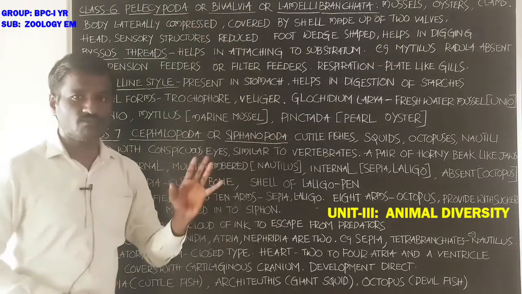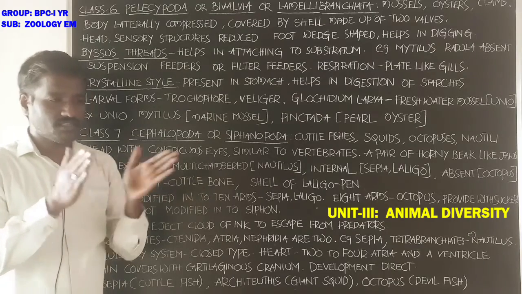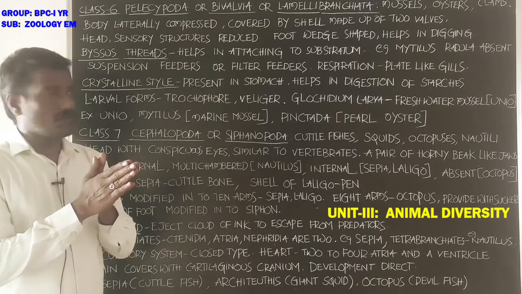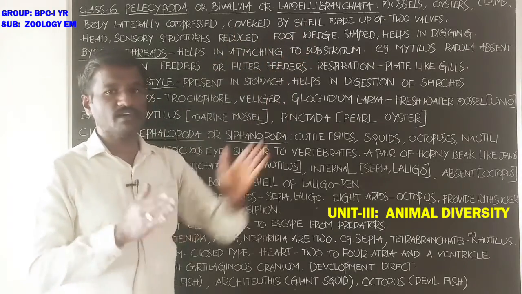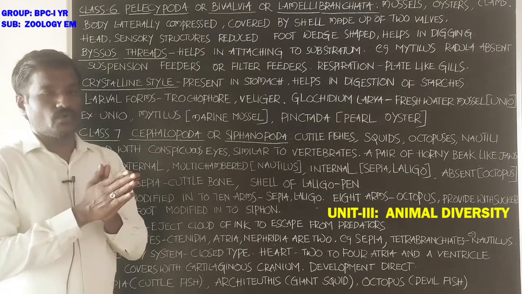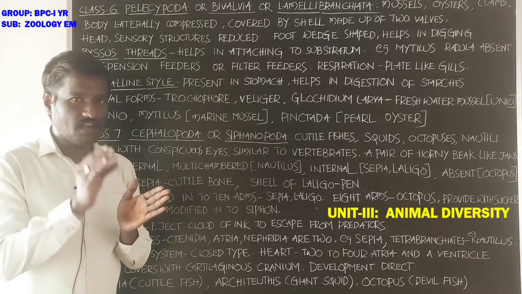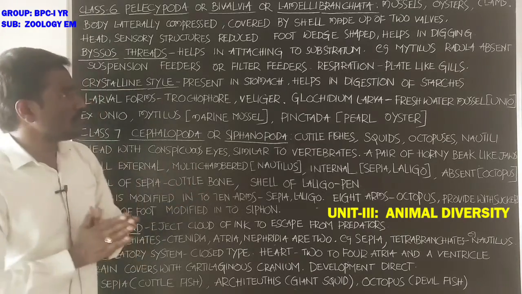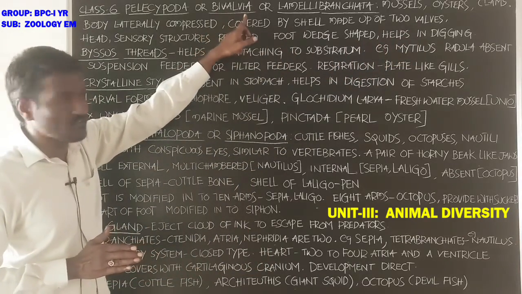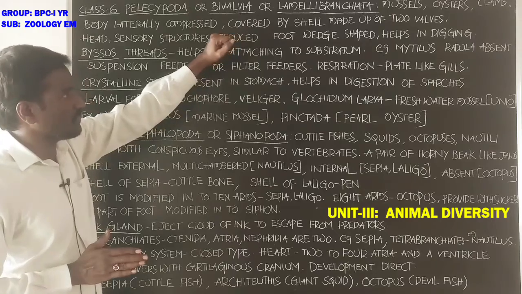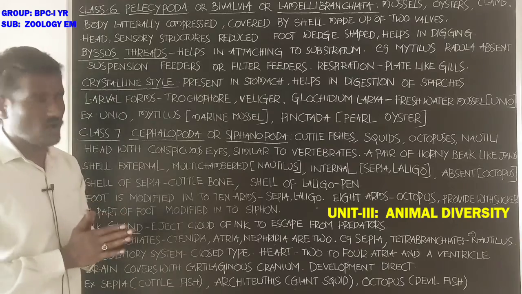Clams are one type of the bivalves. Next, body is laterally compressed. Body is covered by a shell that is made up of two valves. By the presentation of the two valves, the class name is Bivalvia.